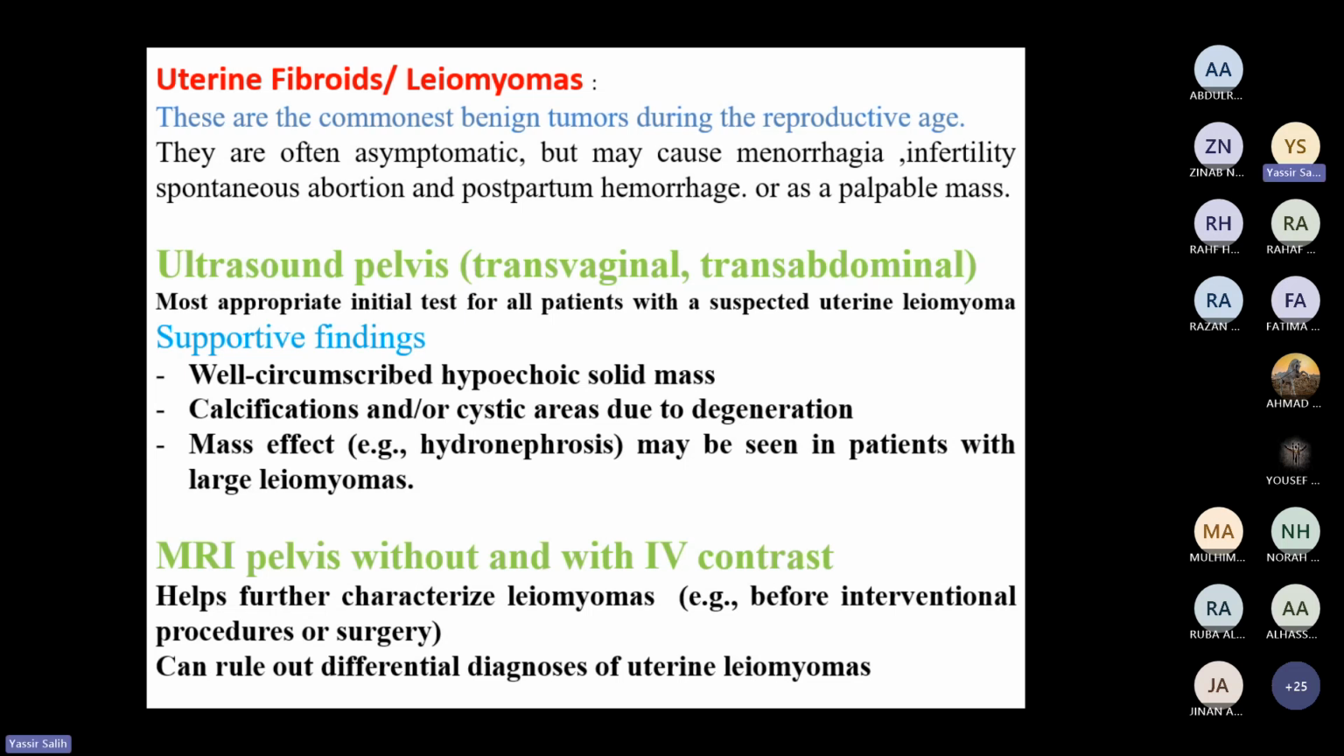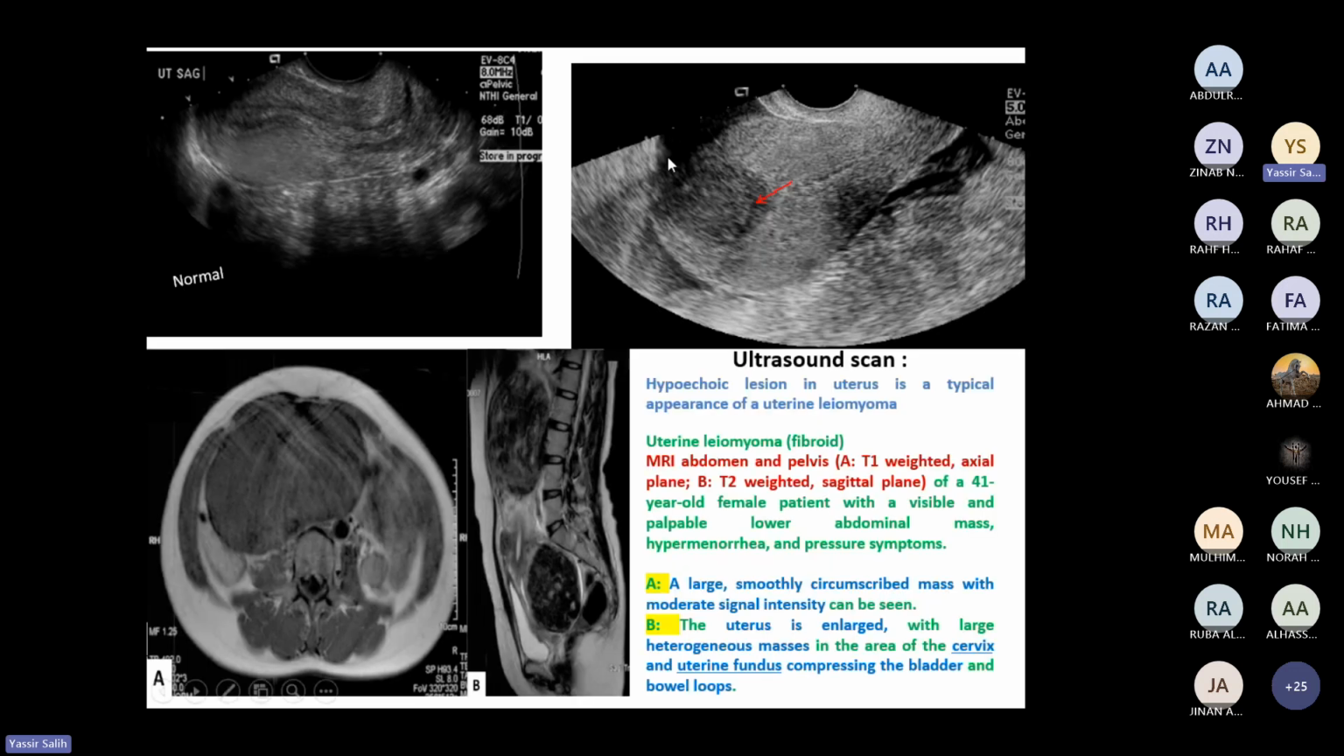To assess this uterine fibroid or leiomyoma, ultrasound is the appropriate imaging technique for assessment of this abnormality. What are the features of leiomyoma on the ultrasound? So this is how to describe it.